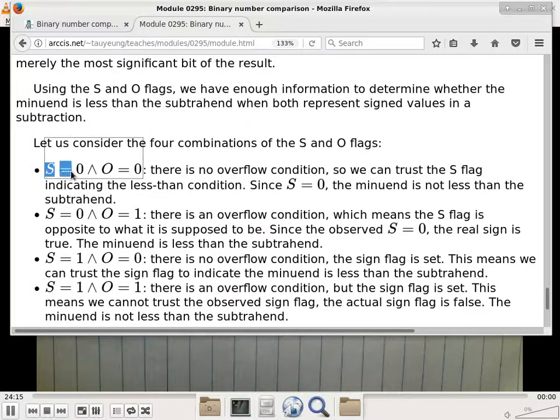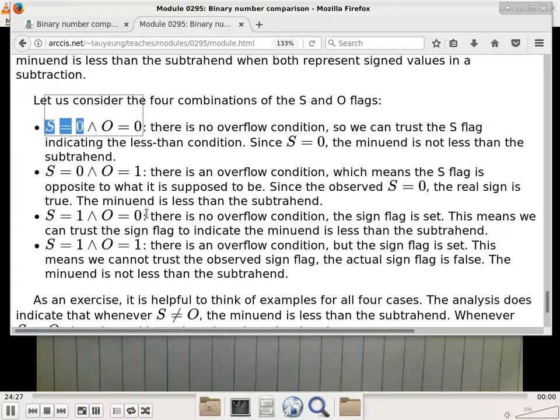We have the sign flag being a zero, overflow flag being a zero; sign flag being a zero, overflow flag being a one; sign flag being a one, overflow flag being a zero; sign flag being a one, overflow flag being a one. So of all of these four cases, I reasoned out every single one, and it's the middle two that will be indicating that our minuend is less than the subtrahend.